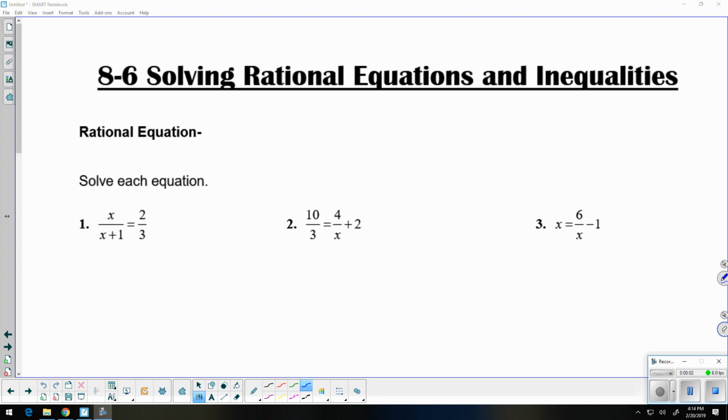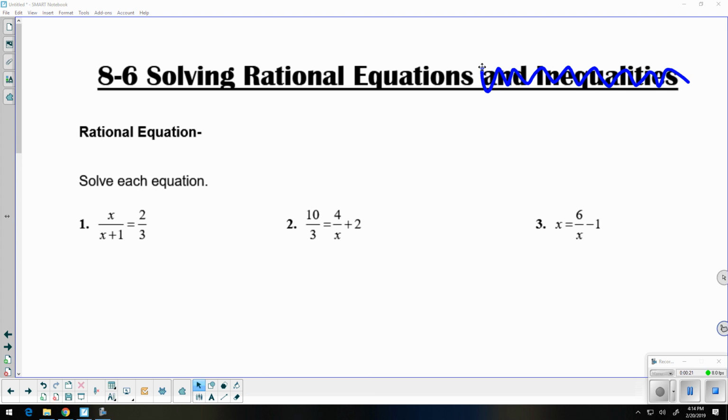All right, everybody. So now we are in Chapter 8, Section 6. And again, this is Mrs. Masteller. The title of today says that we're going to be solving rational equations and inequalities, but we could just scribble that second part out. We're not going to be doing the inequalities part. We're just going to be solving equations, solving rational equations.